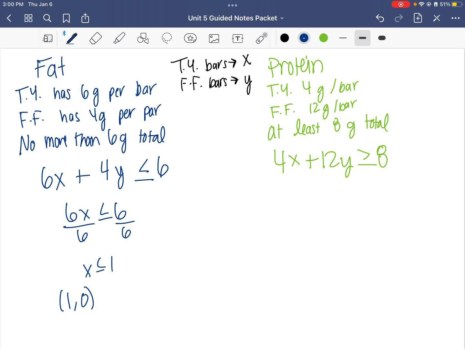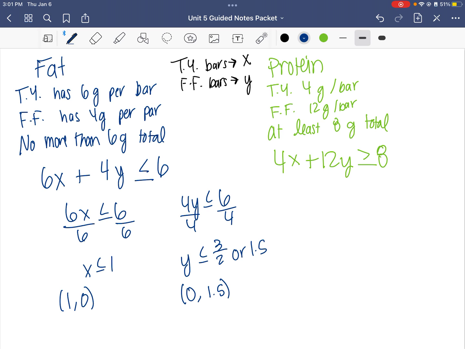For y, we would do the same thing. We would plug 0 in for x, which would make this whole thing 0. And we would have 4y is less than or equal to 6. We would divide away again, and we get y is less than or equal to 3/2 or 1.5. I'm going to use 1.5 in this case. You can use whichever, it doesn't really matter, but you'll see why I used 1.5 in a little bit.